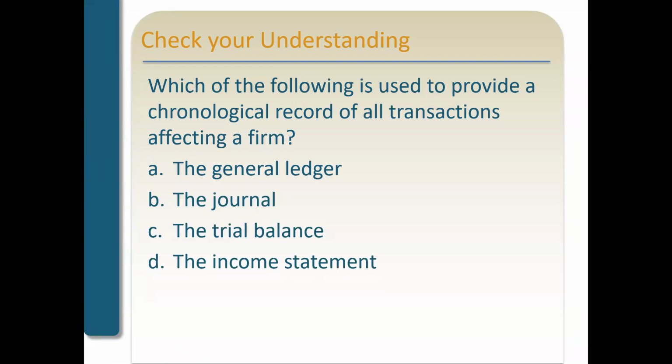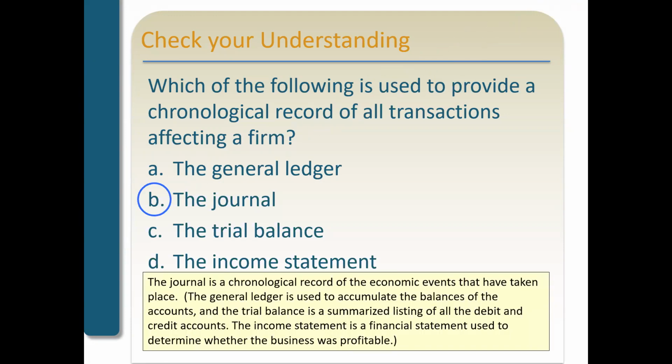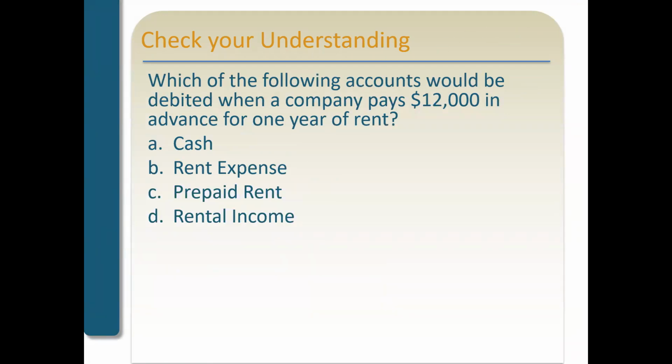Which of the following is used to provide a chronological record of all transactions affecting the firm? B. The journal. And which of the following accounts would be debited when a company pays $12,000 in advance for 1 year of rent? C. What is it? C.